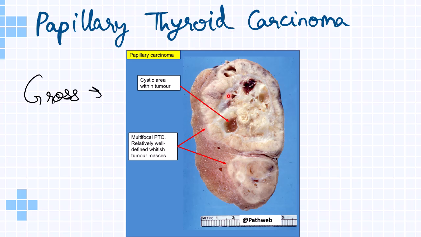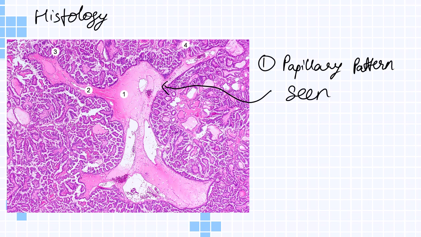This is the gross specimen of papillary thyroid carcinoma. Notice that the tumor is multifocal and relatively well defined. A cystic area can also be seen within the tumor. Now let's look at its microscopic features. On histology, the first thing to notice is the papillary pattern. These finger-like projections are the characteristic microscopic feature of papillary thyroid carcinoma.